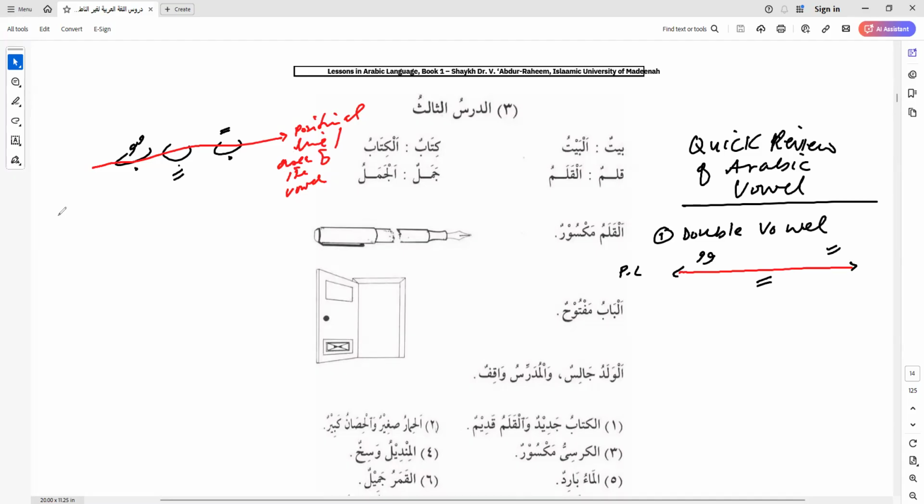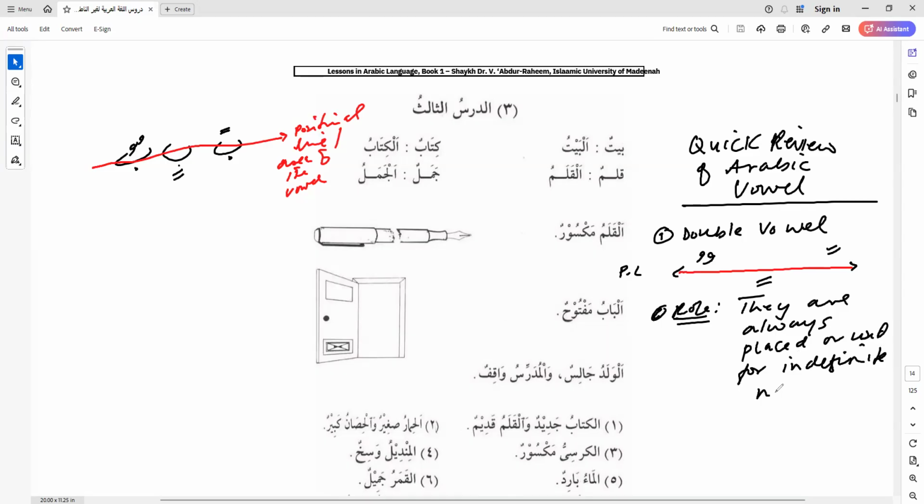This we already know, but in terms of grammar, we need to be very, very careful. Now, these double vowels have a rule. What is the rule? They are always placed or used for indefinite nouns.